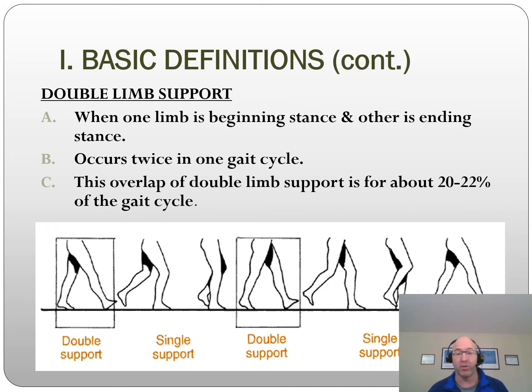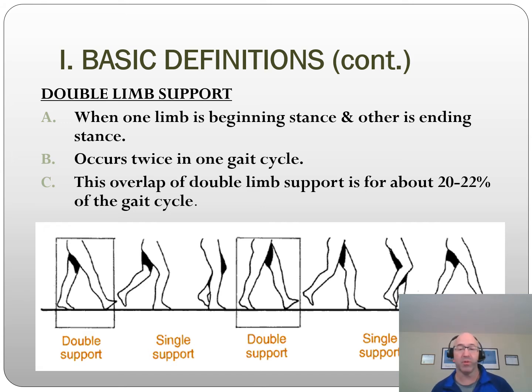All right, some additional basic definitions. We do have a period in every gait cycle called double limb support, and that's where basically both limbs are touching the ground at the same time. So one limb is beginning the stance phase and the other is ending the stance phase. You can see on the diagram below, in these two rectangles, one leg is at toe off and the other leg is at heel contact.